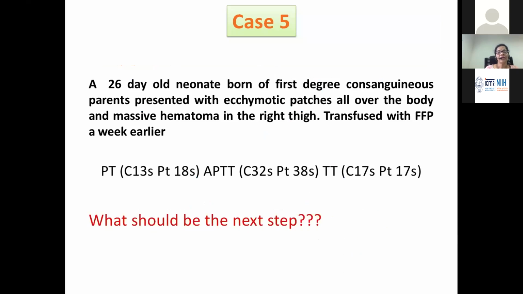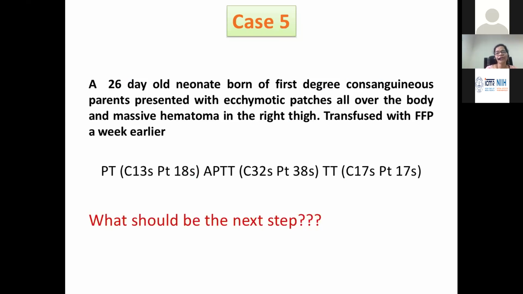Now here, a 26-day-old neonate born of consanguinity presented with patches all over the body and a massive hematoma in the right thigh, transfused with fresh frozen plasma a week earlier. Everything is normal. 13-18 is normal. 32-38 is okay. Thrombin time is normal. What should be the next step?